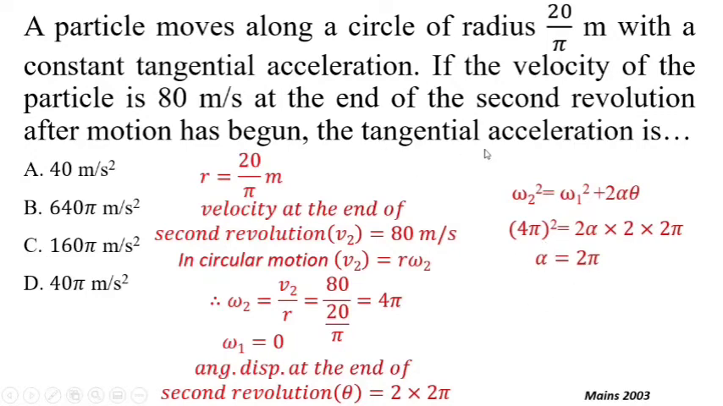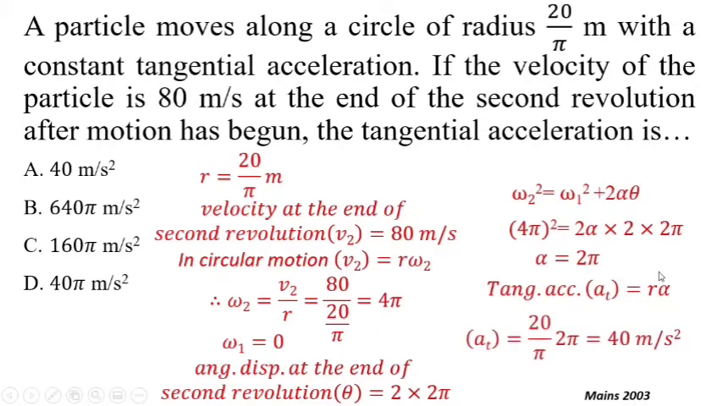We need to find the tangential acceleration, that is equal to r into alpha. Now we have calculated the alpha value and the r value is already given. So we will use these two values in this equation. You will get 20 by pi into 2 pi. So pi will get cancelled and it becomes 40 meter per second square. So total tangential acceleration is 40 meter per second square. So the correct option is A.